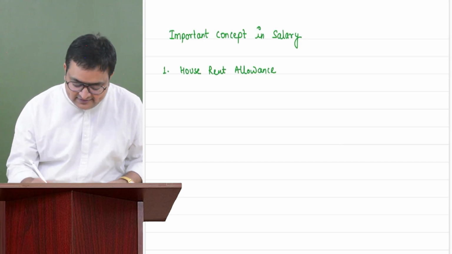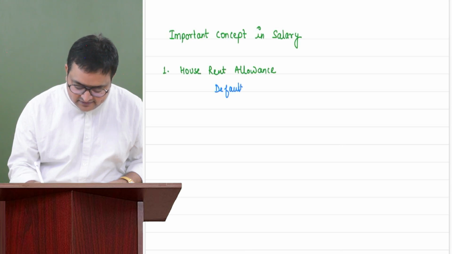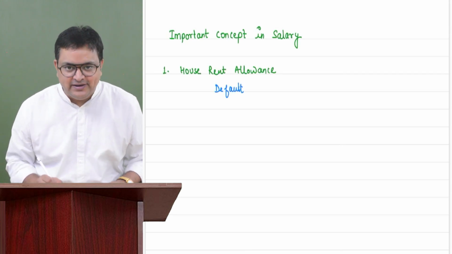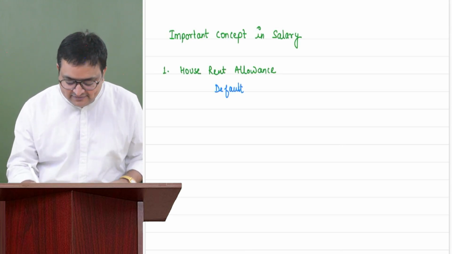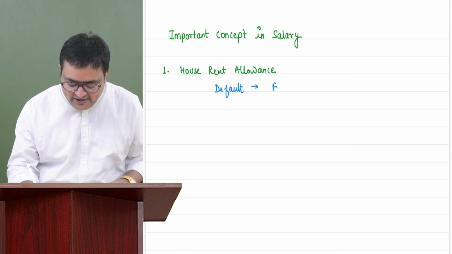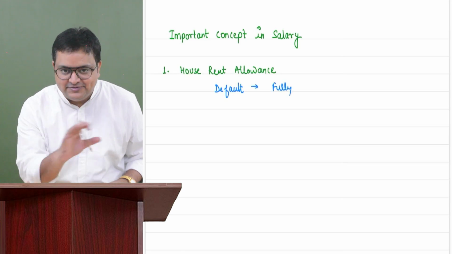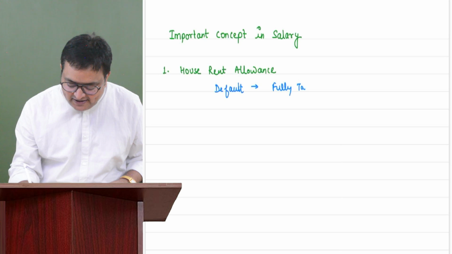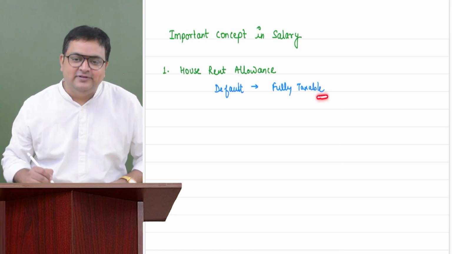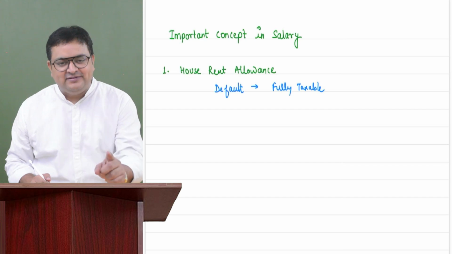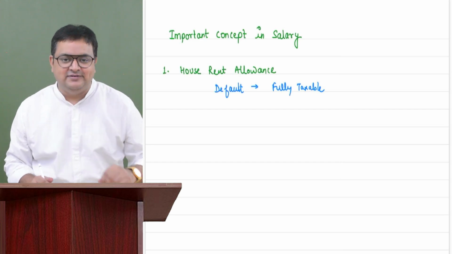If the assessee is following the default tax regime, that is 115BAC, in that case please make this HRA fully taxable. There is no exemption in that case. Please make it fully taxable. It is very easy, but sometimes students forget about this. So in case of default tax regime, no issues, make it fully taxable.